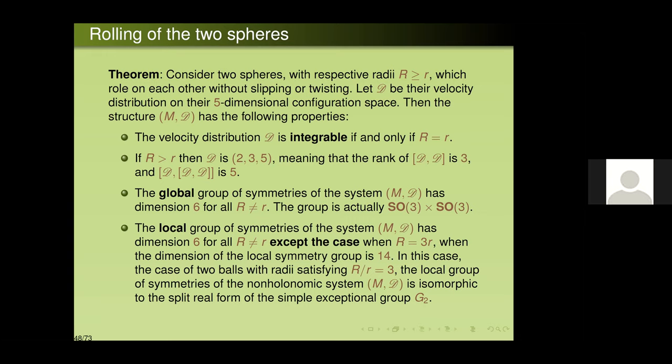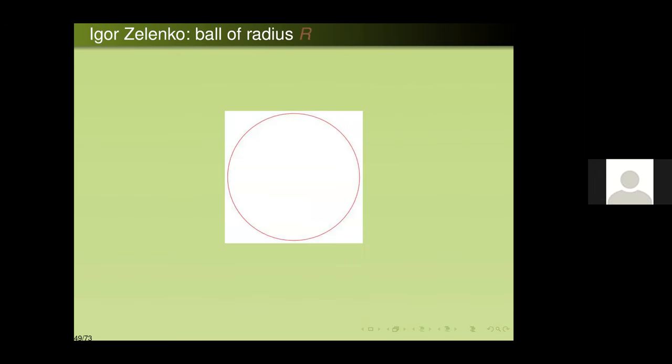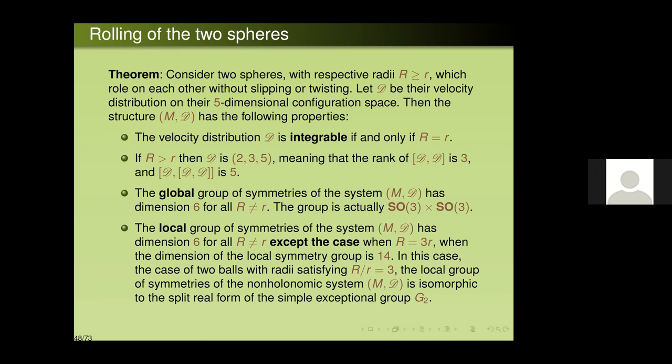So if you want to have a physical realization of the group G2, you may ask, okay, what is it? It is the symmetry group of the velocity distribution of two balls rolling on each other without slipping or twisting, such that the ratio of the radii of the balls is 1 to 3. Very strange, but it's true. Okay, so for me, it was quite shocking that something like this exists, because it's 6, 6, 6, 6, 6, and now suddenly the symmetry jumps.